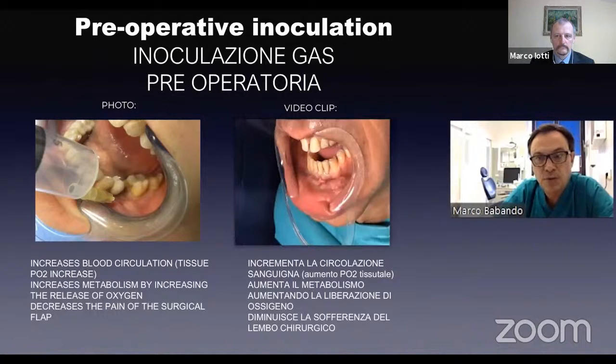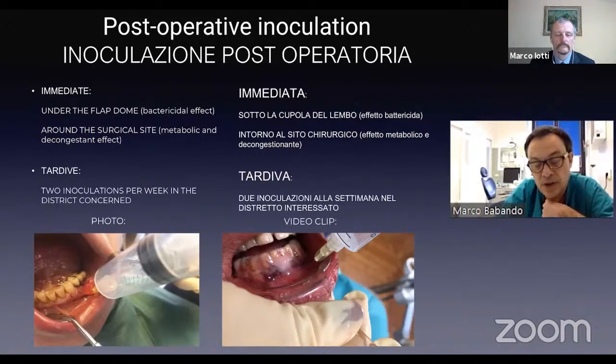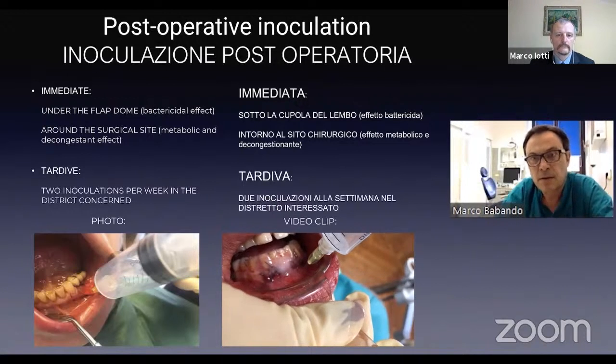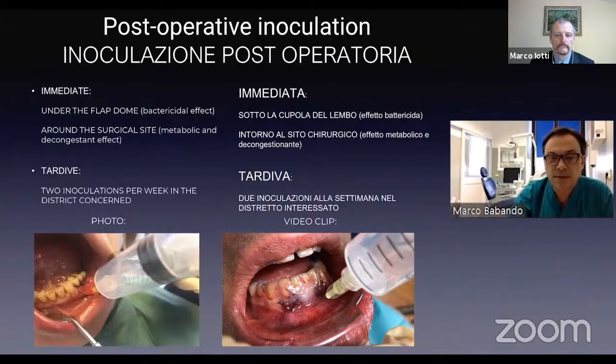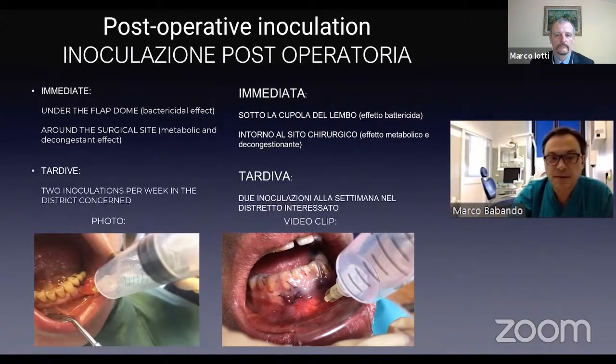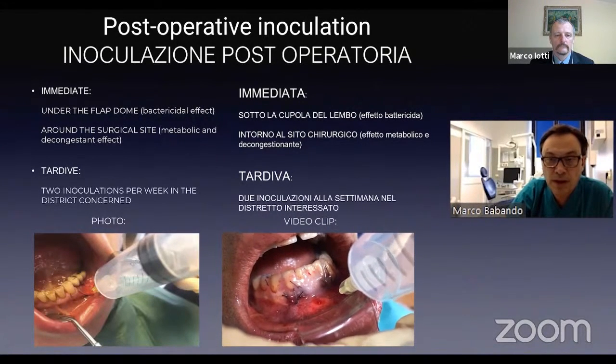Now we see on the right what happens in this case. The patient was already anesthetized, and so we inoculate gas. Some other inoculations that I do are the immediate ones, and then the late ones. The immediate one is under the flap dome, once everything has been sutured, and we use high concentrations of ozone for the bactericidal effect of the molecule. Instead, all around the surgical site, some other infiltrations are done at low concentrations for stimulating metabolism and preventing hypoxia. Now we've got the hemostatic barrier, and we see the post-op inoculation.